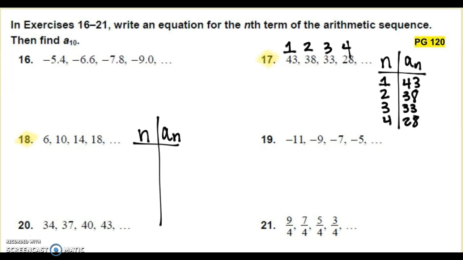Now, in addition to finding the equation, so write the equation, and we're going to use the calculator for that, we also want to find the value of the 10th term. So after you write your equation, we want to figure out what is the value of the 10th term. So you want to find that as well for both 17 and 18. And so go ahead and write your table, use your calculator to write your equation. And then if you have any issues, please ask for help, because that's what I'm here for.